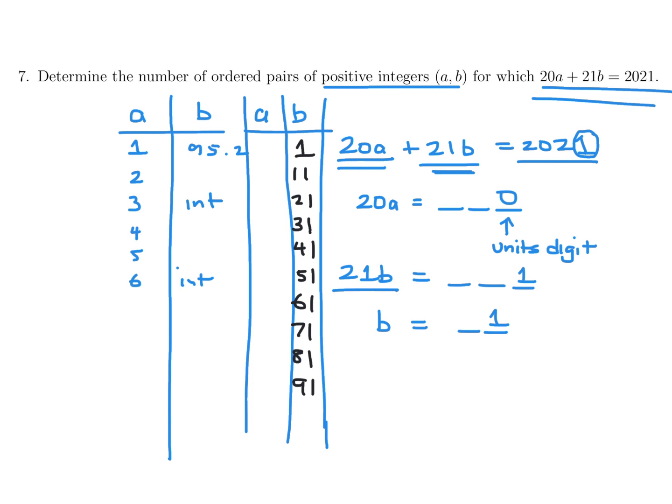And eventually what will happen is you can stop, because you'll start getting negative values for A, and both A and B have to be positive. Okay, so this isn't so bad.